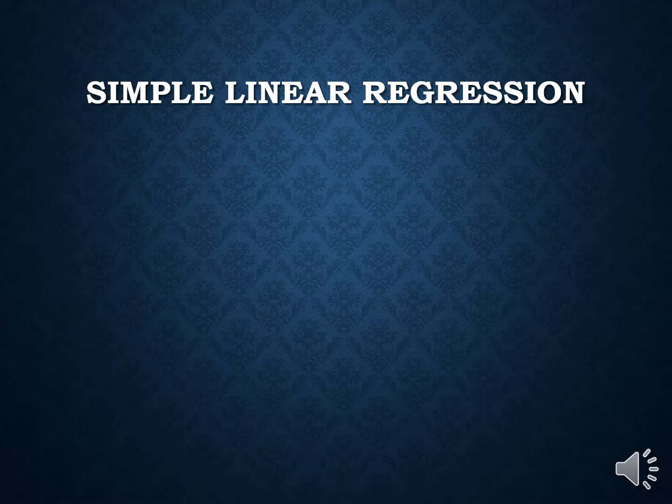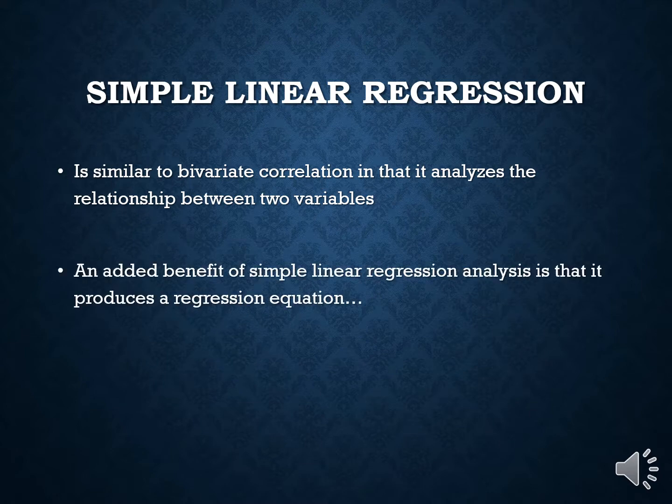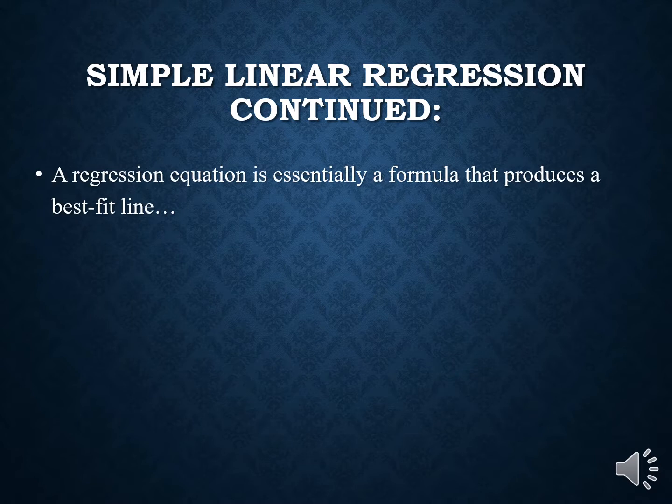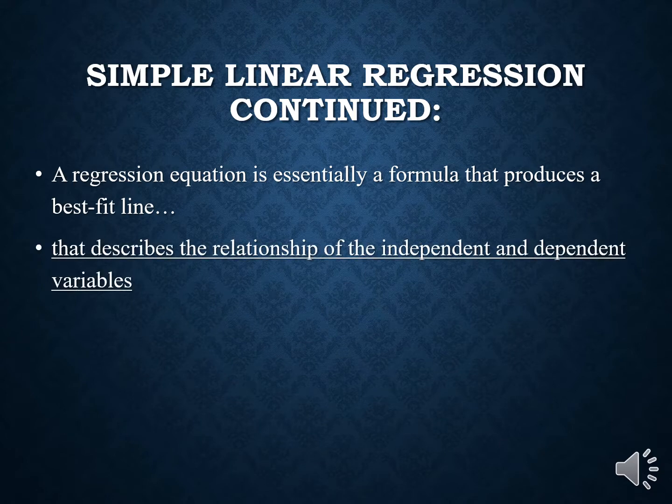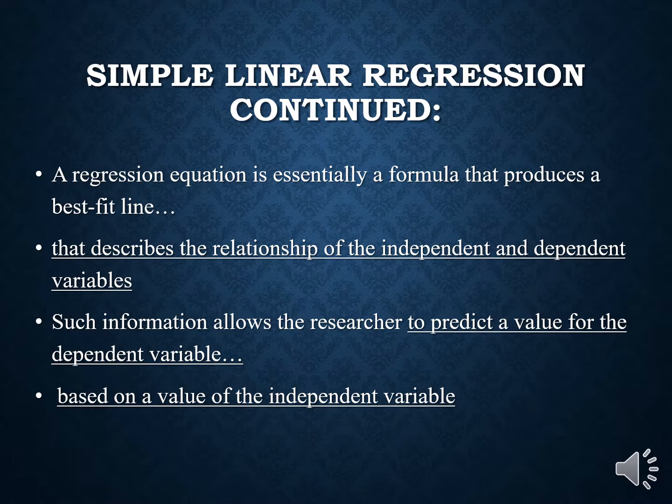Next, we look at simple linear regression. It is similar to bivariate correlation in that it analyzes the relationship between two variables. An added benefit of simple linear regression analysis is that it produces a regression equation that can be used for prediction purposes. Simple linear regression also states that a regression equation is essentially a formula that produces a best fit line that describes the relationship of the independent and dependent variables. Such information allows a researcher to predict a value for the dependent variable based on the value of the independent variable.